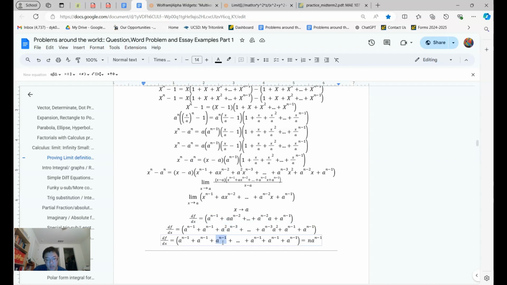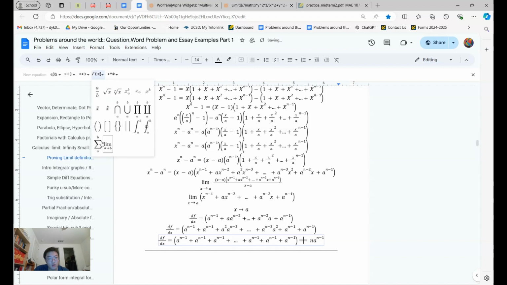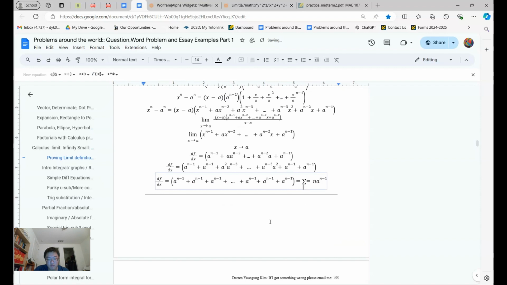This would equal n·a^(n-1), which, if you think about it, wait a second, this is just a multiplication, right? This is why it's n, because you just multiply. This is like a summation. Actually, I might want to make another step over here where I show what I mean, because in my future, I have used this a lot.